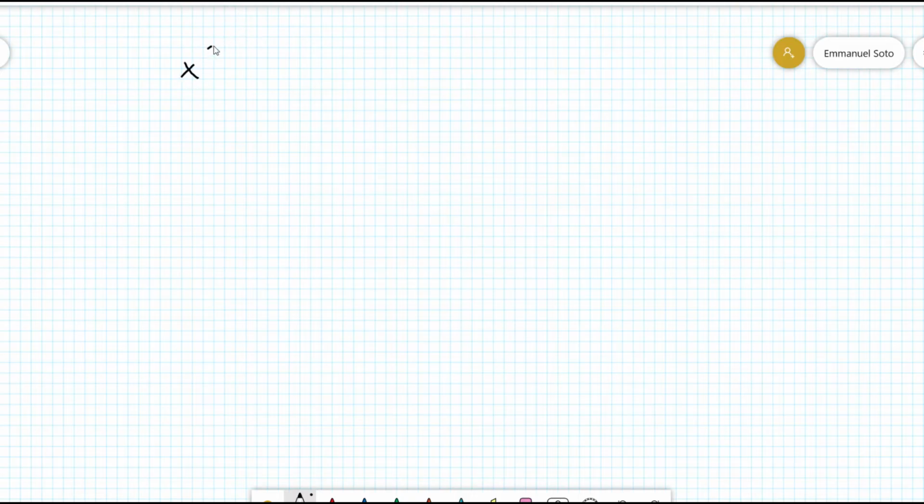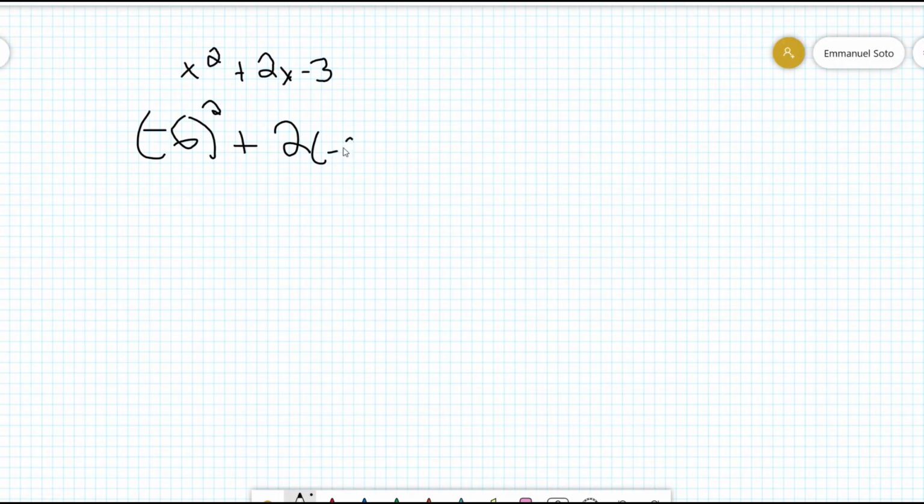So we have x squared plus 2x minus 3. And we're going to plug in -6. So we have -6 squared plus 2 times -6, sorry, minus 3.